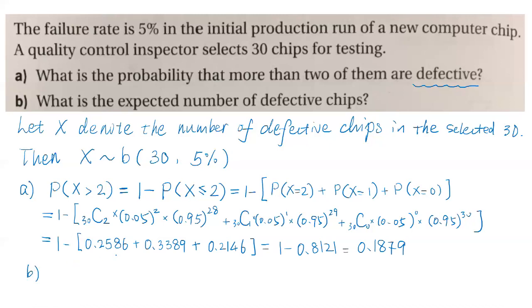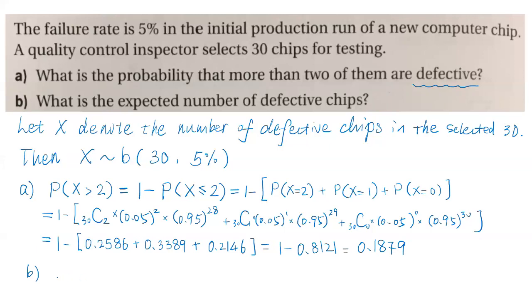Okay, the second question. What is the expected number of defective chips? Okay, so when you select 30 chips, sometimes you have more defective chips, sometimes you have fewer defective chips, right? So the expected number of defective chips means on average, each time you select 30 chips from the production line, the average number of defective chips is what, right?